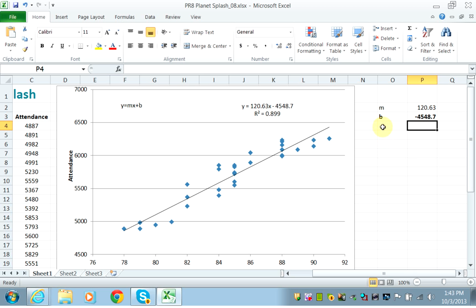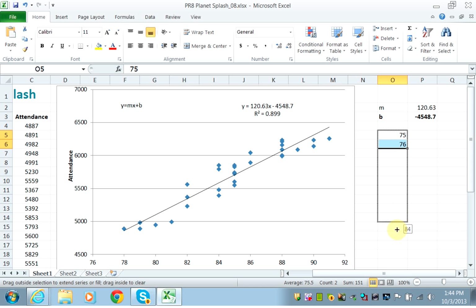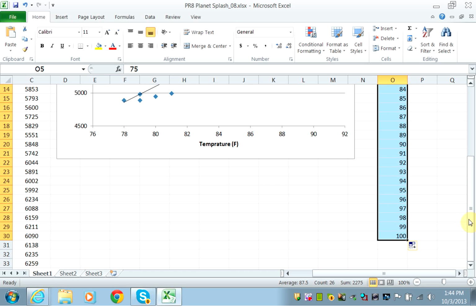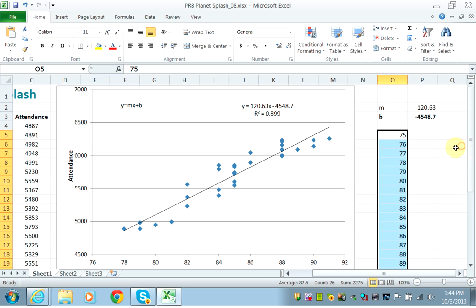So if we go under O5 and we put 75, and O6 76, now I can autofill all the way until 100. These are my temperatures, my x's, and I want now to determine the y.